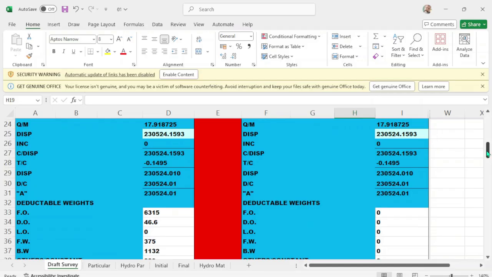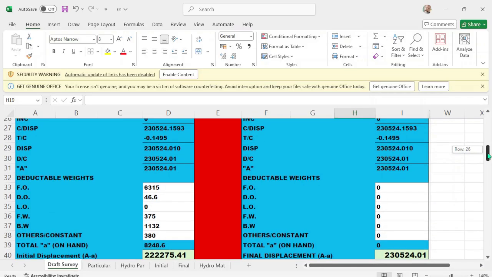Now we'll input now the ROBs. Okay, ROBs. This is 6315. That will be 46.6. That is 0. That will be 375. The ballast water is 1132. Then constant is 380. Take note, guys.